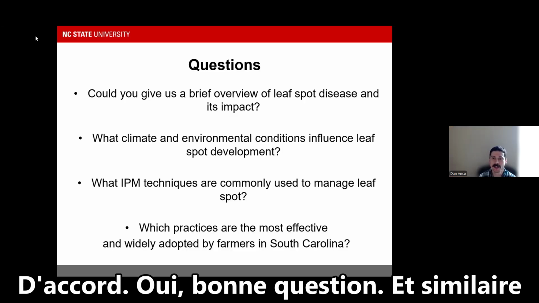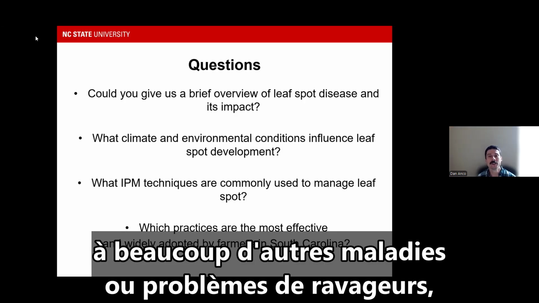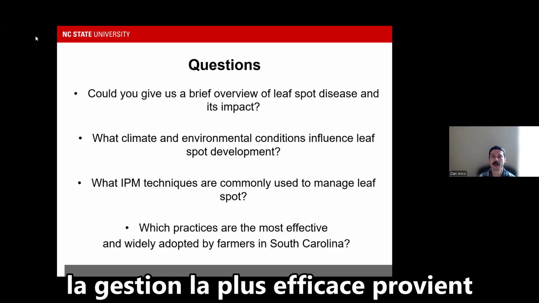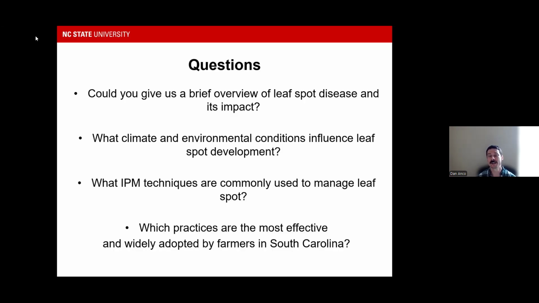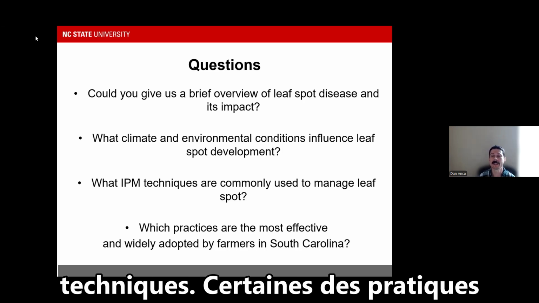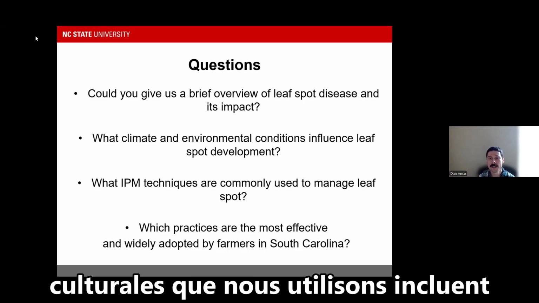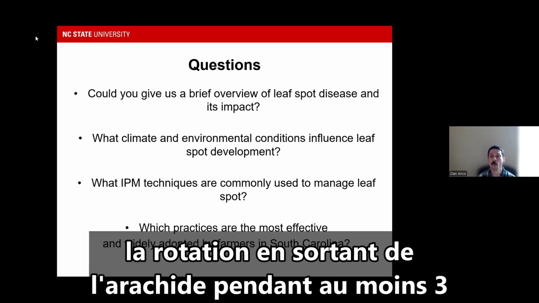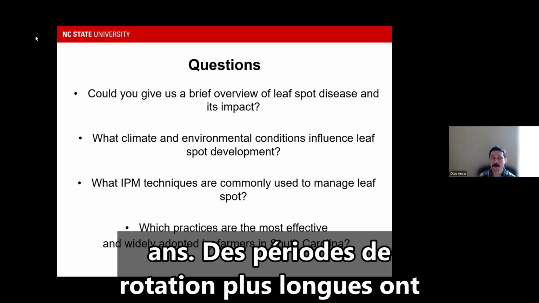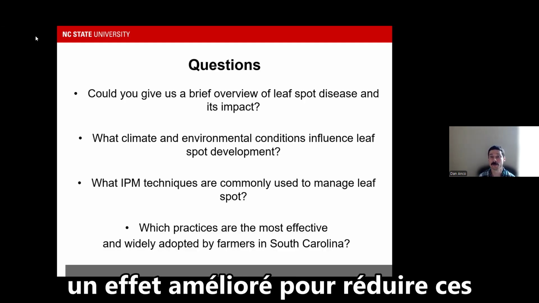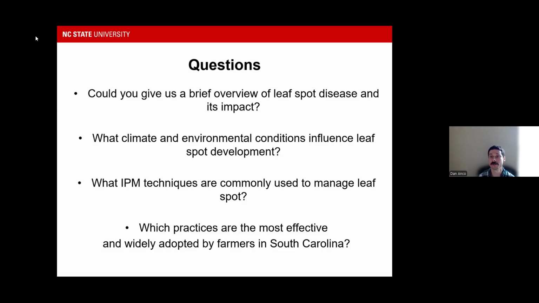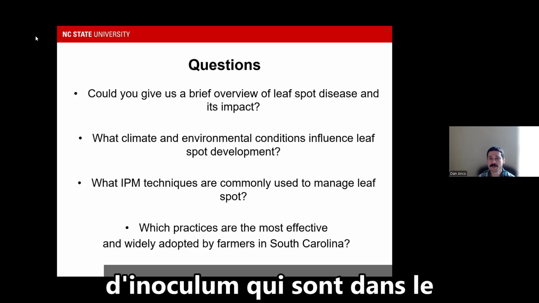Okay, yeah, good question. And similar to many other diseases or pest problems, the most effective management comes about through an integrated combination of several different techniques. Some of the cultural practices that we'll utilize include rotating away from peanut for at least 3 years. Longer periods of rotation have an improved effect in reducing those surviving levels of inoculum that are in the field.